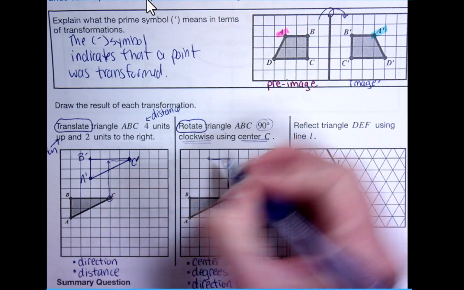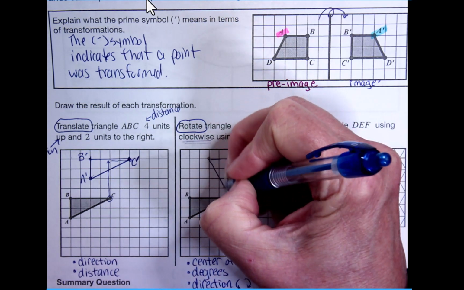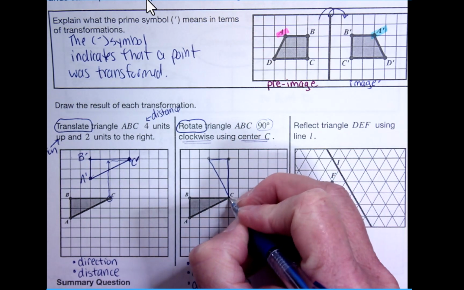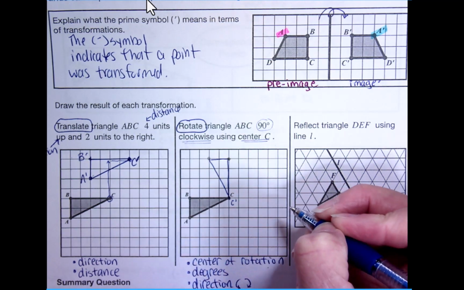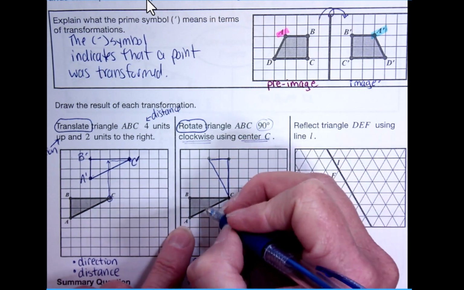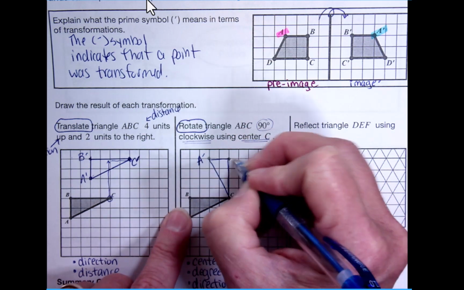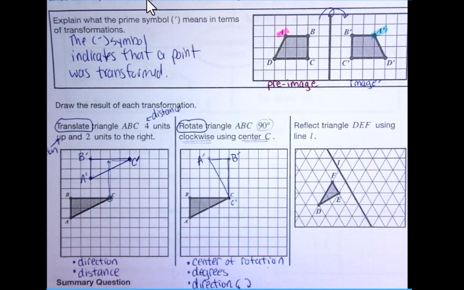So transparent paper, rotations are kind of hard without transparent paper. So this is now both point C and C prime. A moved to here, that's A prime, and B moved to here, that's B prime. We need a center of rotation, degrees, and direction.